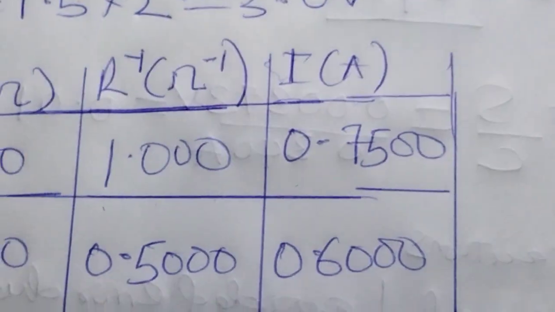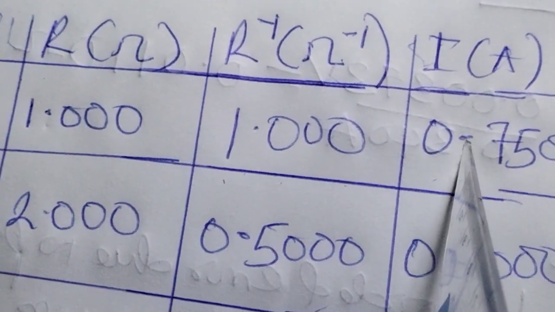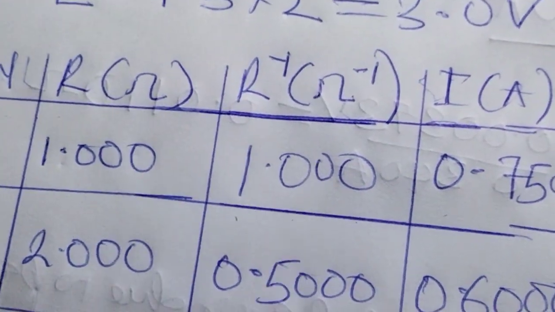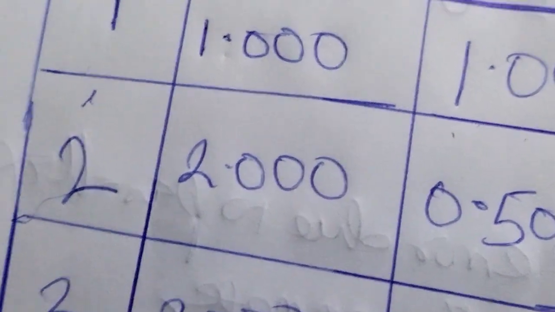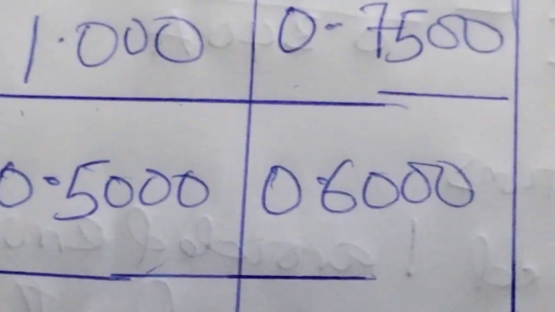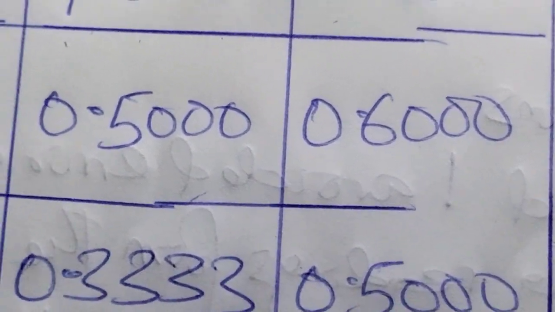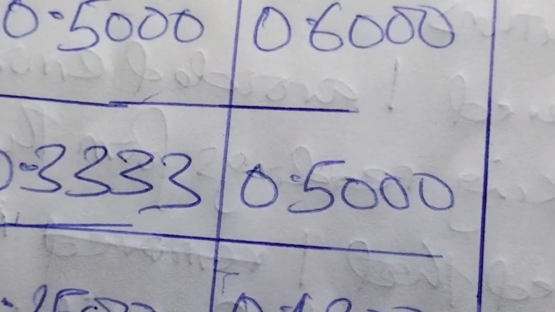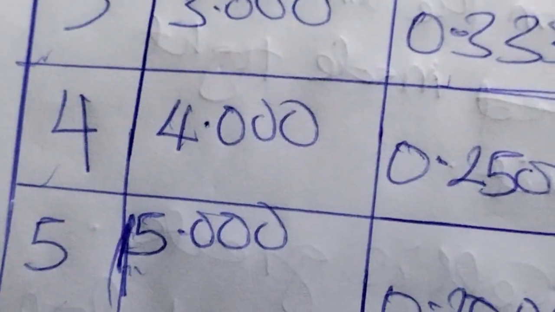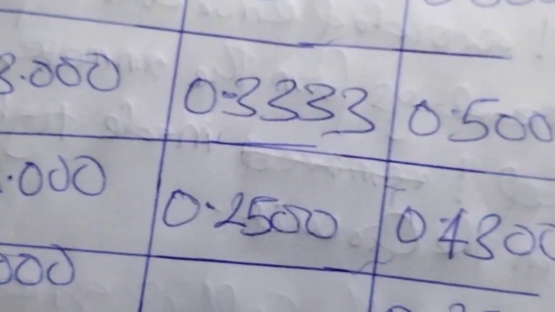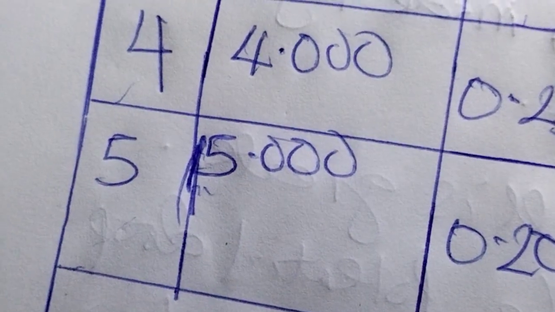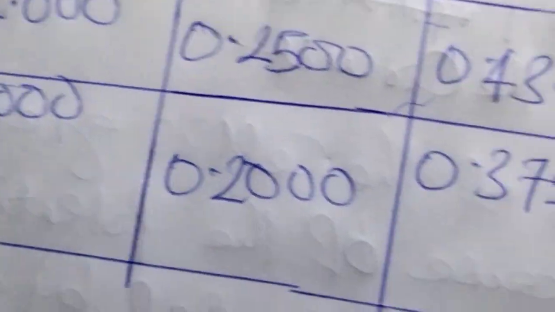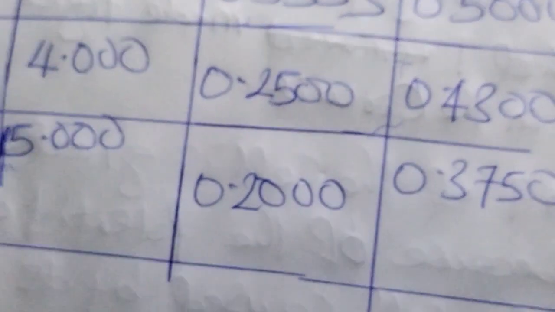Then current: when the resistance was fixed at 1 ohm, current flowing was recorded as 0.750 ampere. When the resistance was fixed at 2 ohm, current obtained was 0.600 ampere. When the resistance was fixed at 3 ohms, current obtained was 0.500 ampere. When the resistance was fixed at 4 ohms, current obtained was 0.4300 ampere. When resistance was fixed at 5 ohms, then current obtained was 0.375 ampere.